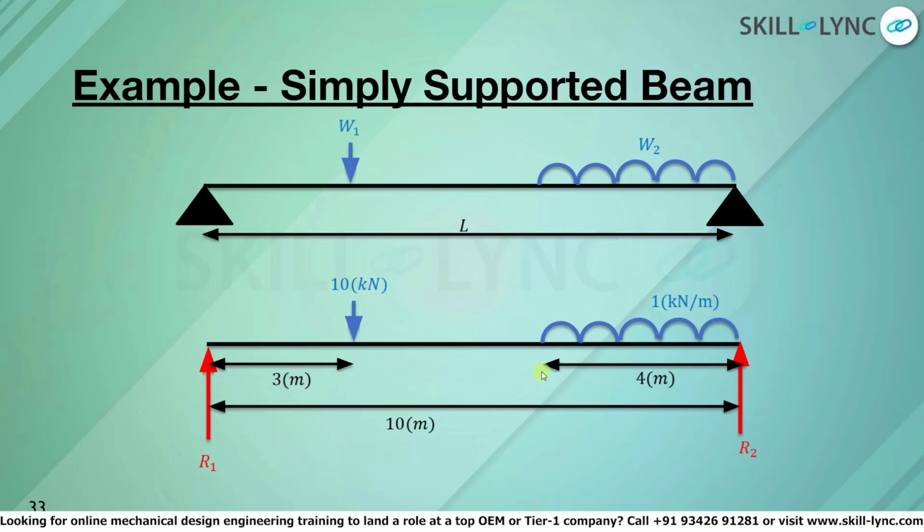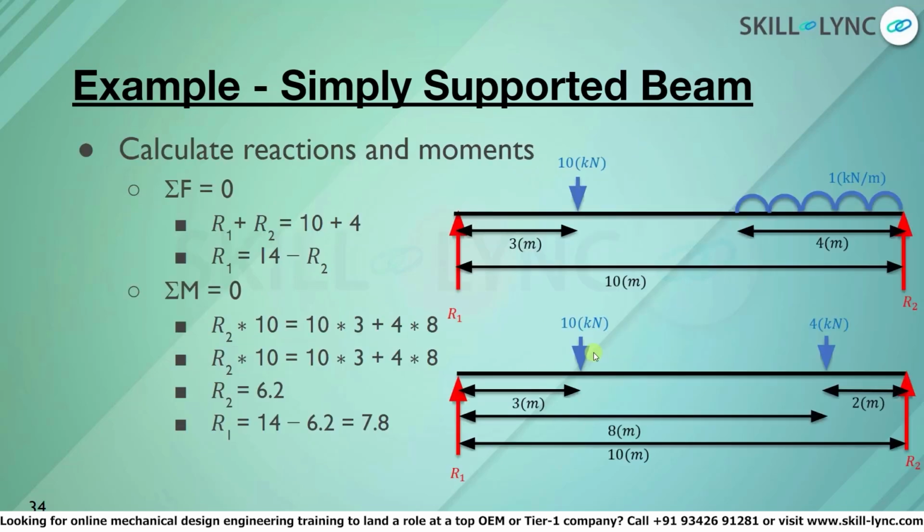Knowing these values, we have to calculate R1 and R2, which are the support reactions. Now, to see how it is done, we will assume that the beam system is at equilibrium. This means that the net shear force inside the beam and net bending moment inside the beam are equal to 0. Knowing this, we can now calculate the reactions and moments within this beam.